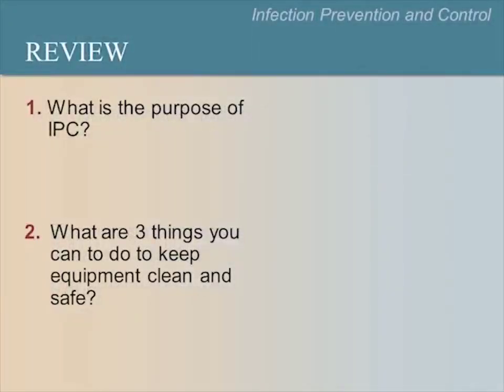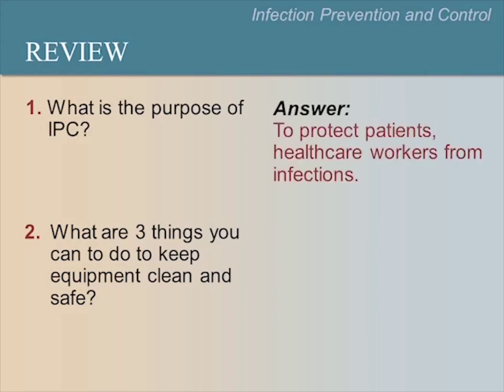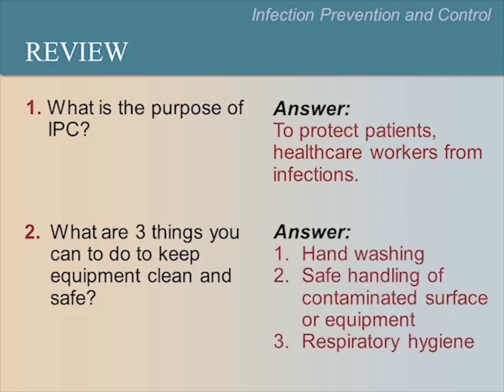Now we will discuss review questions. What is the purpose of infection prevention and control? The answer is to protect patients, healthcare workers, and communities from infections and transmission of disease. What are 3 things you can do to keep equipment clean and safe? The answer is hand washing, safe handling of potentially contaminated equipment or surfaces, and respiratory hygiene.